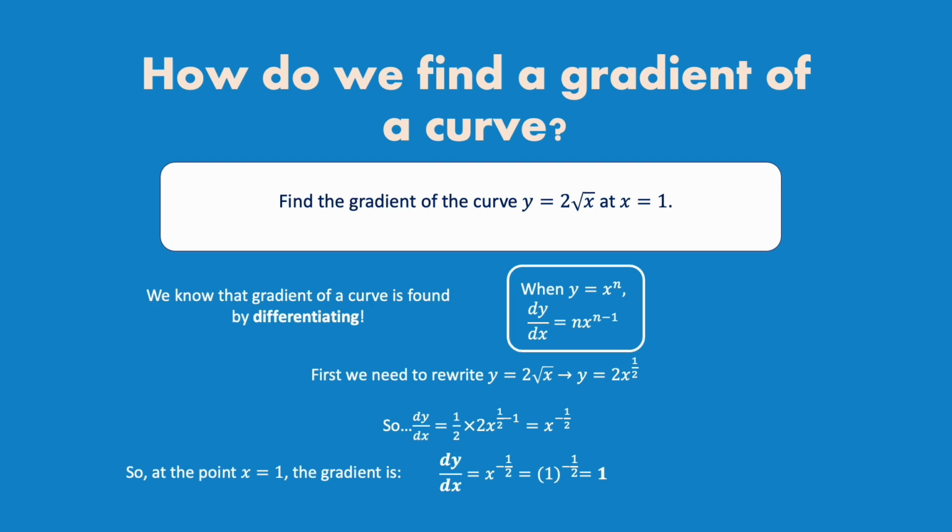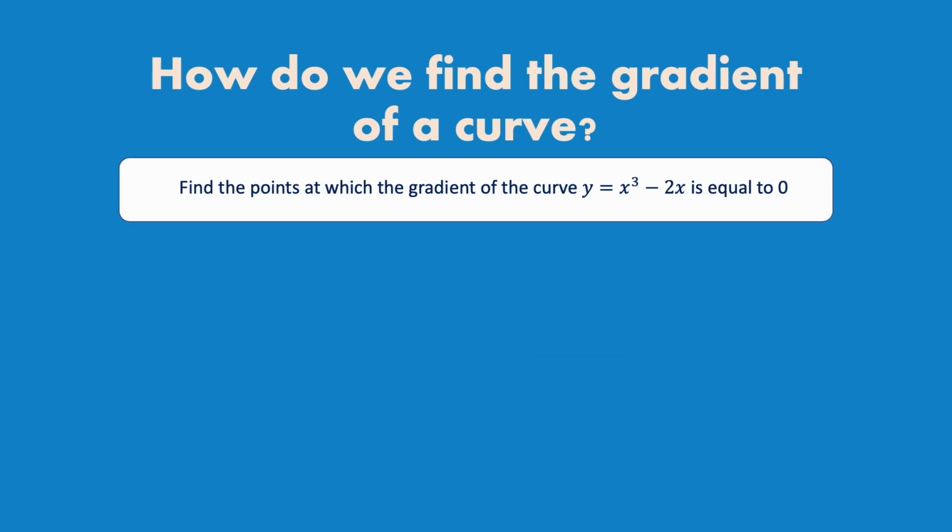So there, that is the answer to our question. The gradient of that curve at x equals 1 is simply 1. And you could find the gradient of the curve at any x coordinate now that we have the equation for dy dx. So let's try another question out.